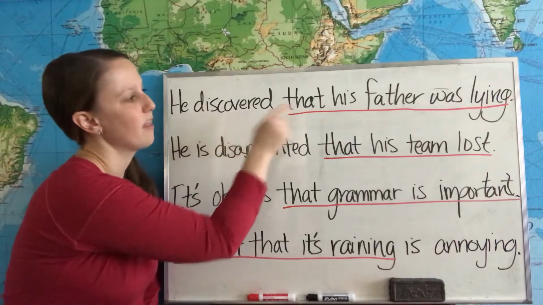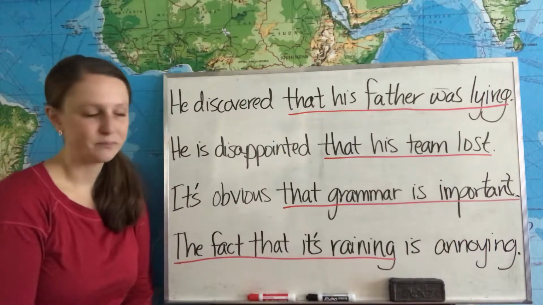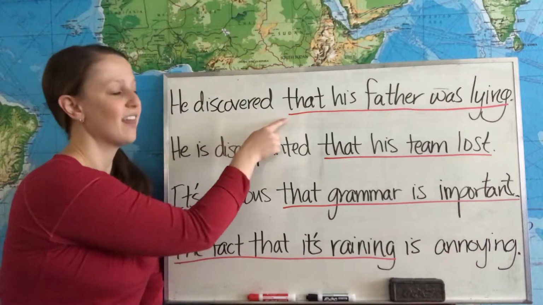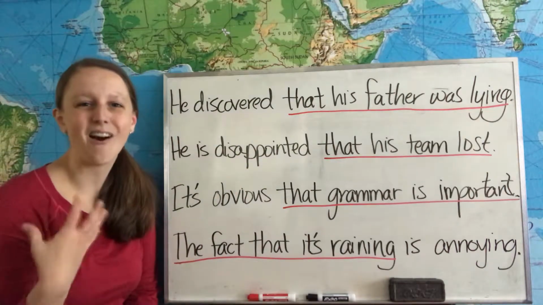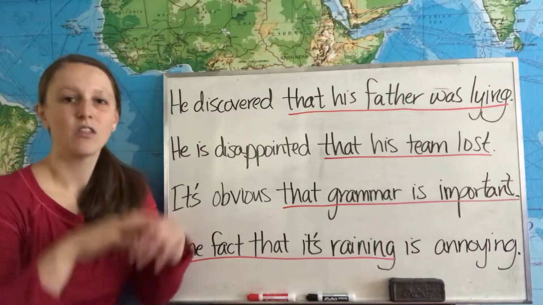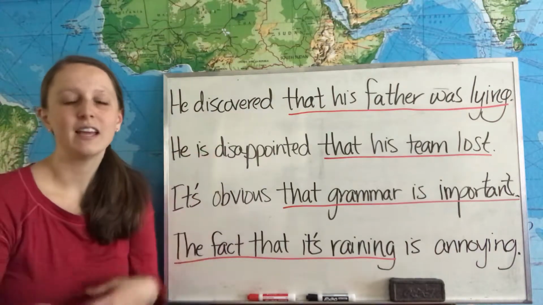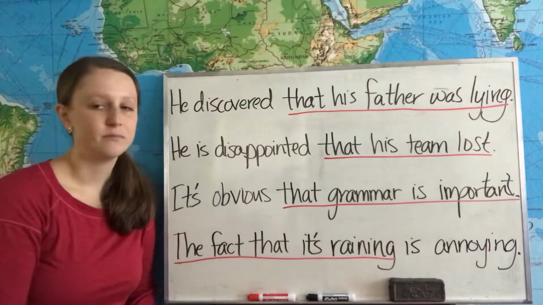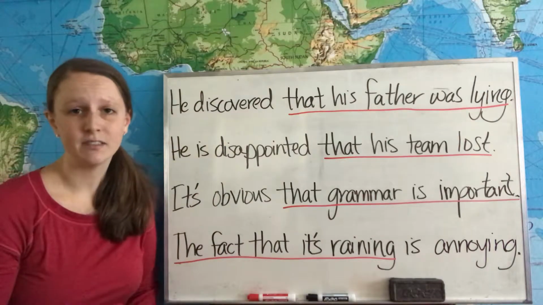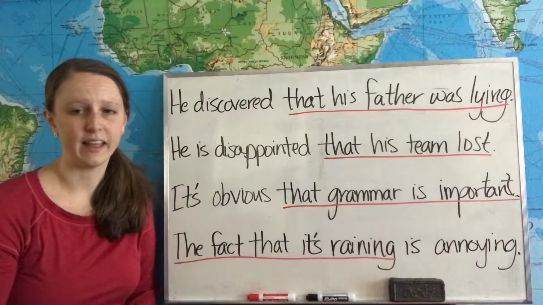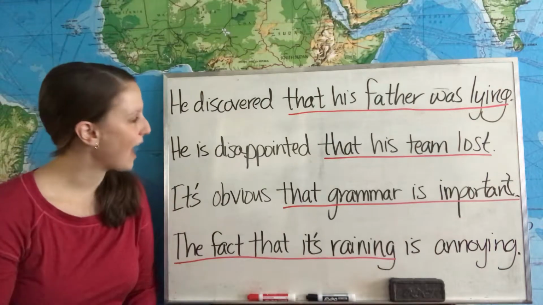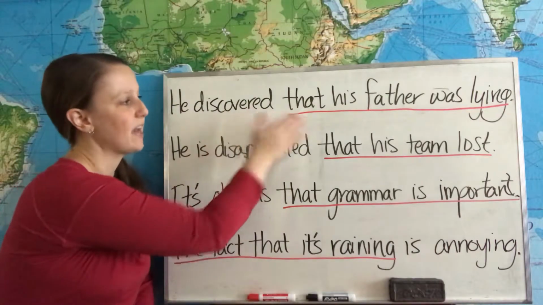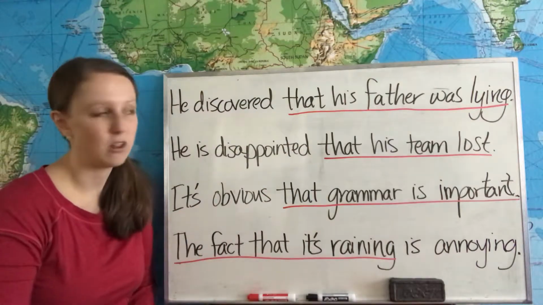He discovered that his father was lying. In this case, we have a subject and a verb, and this noun clause with that is the object of this verb. The whole clause together is acting like the object of the verb discover. We can use lots of different verbs in sentences like this. Think, forget, explain. We can use a lot of different verbs here together with a that noun clause.